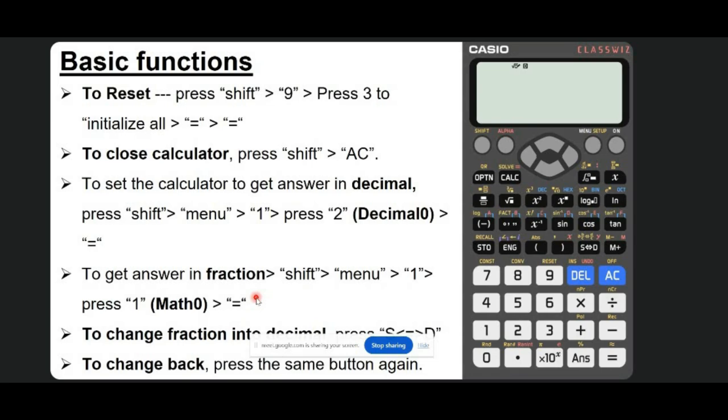So if you want to get your answer in fraction all the time, you also need to set your calculator. You can press shift, menu, and then press 1. Okay, just now you chose decimal 0. So now you choose math 0, which means that you need to press 1 and then press the equal sign. Now, when you key in the things that you want, for example, 7 divided by 9, you will get the fraction form.